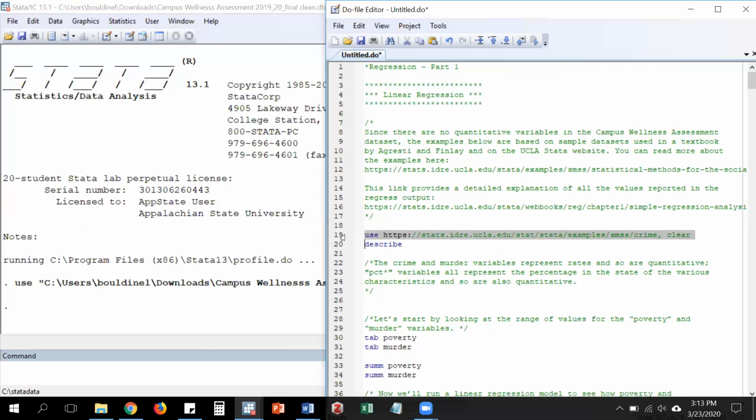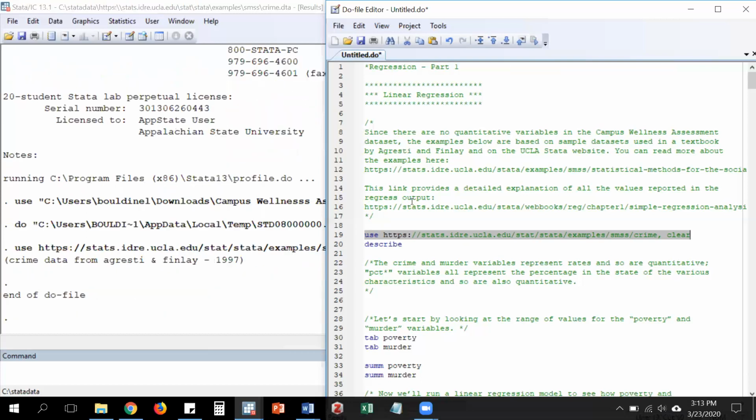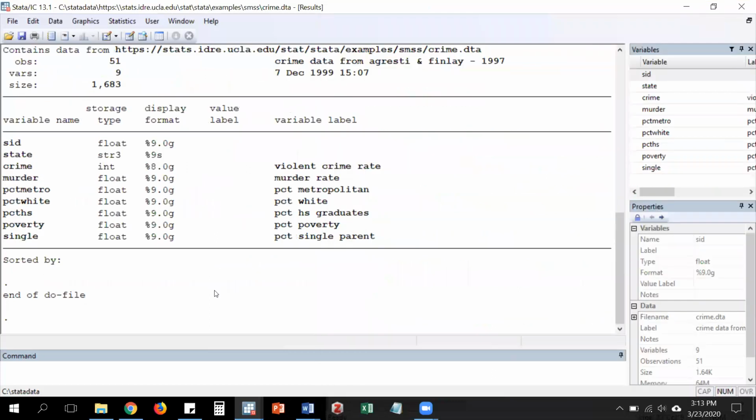So row 19 of the code that I have showing here is to open this crime data set from that UCLA website. And we can use the describe command to look at what's in there. So it has an ID number, the state, the name of the state. Then there are a bunch of numeric measures after that. So there's a crime rate, violent crime rate, and a murder rate. Then there's the percent of the state that is considered metropolitan. So it's kind of like an urban measure.